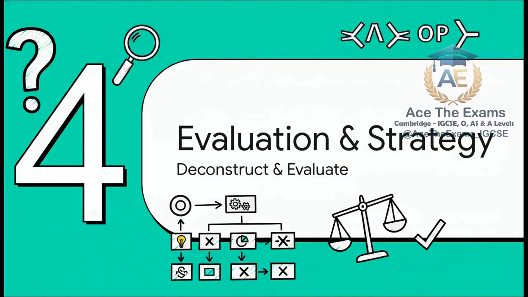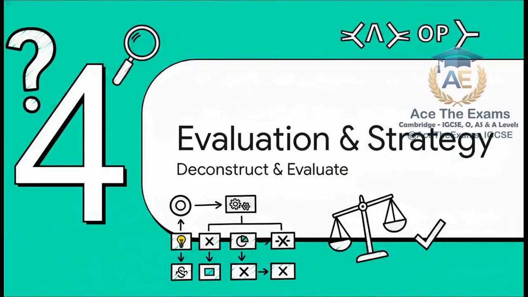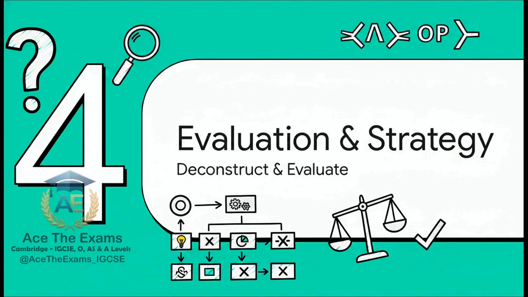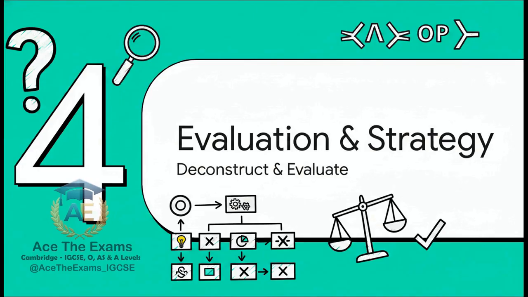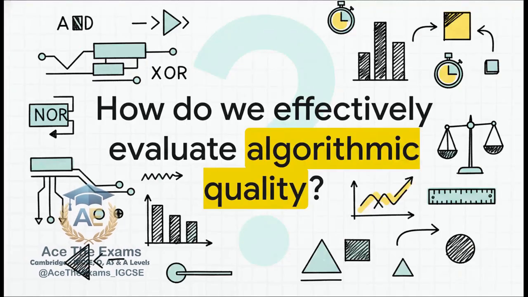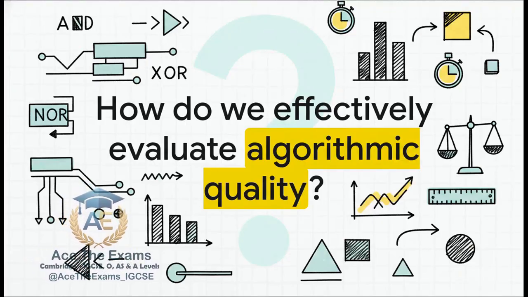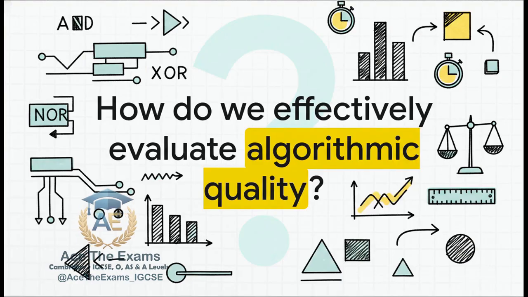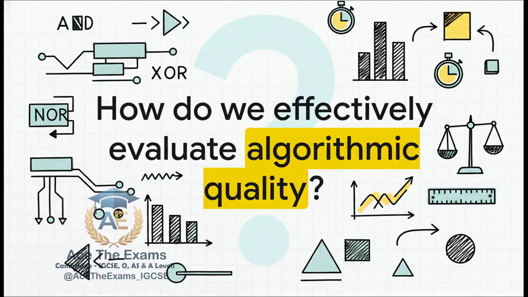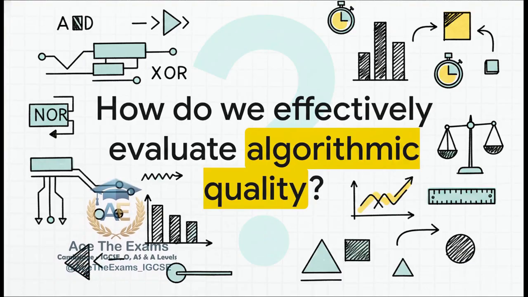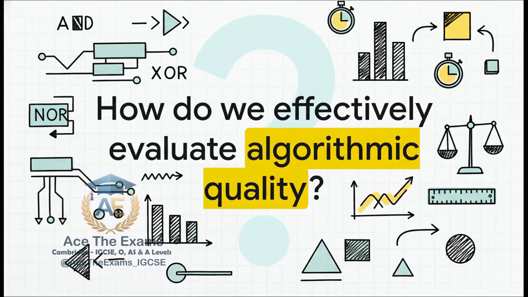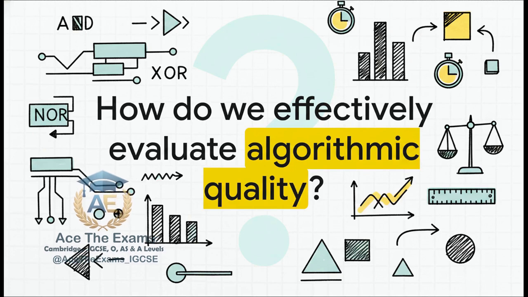Let's move into our final phase, Section 4, Evaluation and Exam Strategy. The ultimate trio: deconstruct, solve, evaluate. This brings us to the absolute highest tier of assessment objectives. When an examiner throws a curveball and asks you to evaluate alternatives or justify a specific logic circuit design, we have to ask, how do we effectively evaluate algorithmic quality under immense exam pressure?